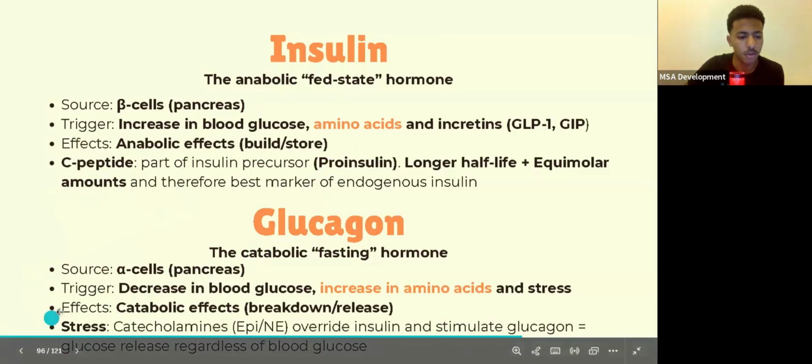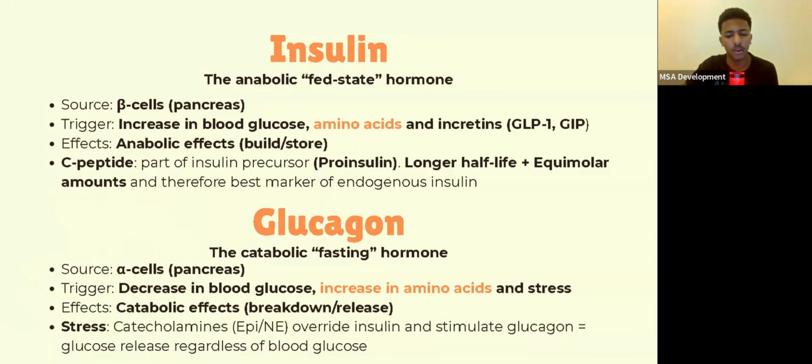The unique thing over here with glucagon is, okay, I'm not going to point down, just focus on the last one, which is stress. In times of stress or when the body is stressed out, you release epinephrine and norepinephrine, the catecholamines. And what they do is that they override insulin, even if the blood glucose is high, okay? Low, high, whatever, the body doesn't care. If you release epinephrine, this is going to override the function of insulin and you're going to stimulate glucagon. And then glucagon is going to release glucose, okay?